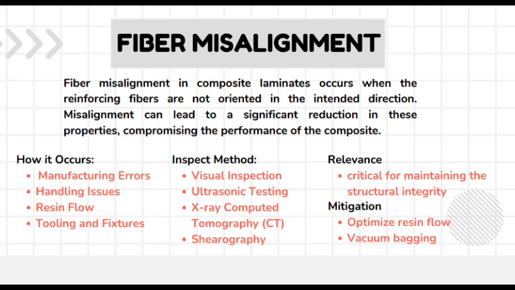Inspection methods. Visual inspection: simple visual checks can sometimes detect gross misalignment or wrinkles in the fiber layer. Ultrasonic testing: a non-destructive method that uses high frequency sound waves to detect internal defects, including fiber misalignment. Differences in wave propagation can indicate areas where fibers are not correctly aligned. X-ray computed tomography (CT): this method provides detailed cross-sectional images of the laminate, allowing for precise identification of fiber orientation and misalignment.